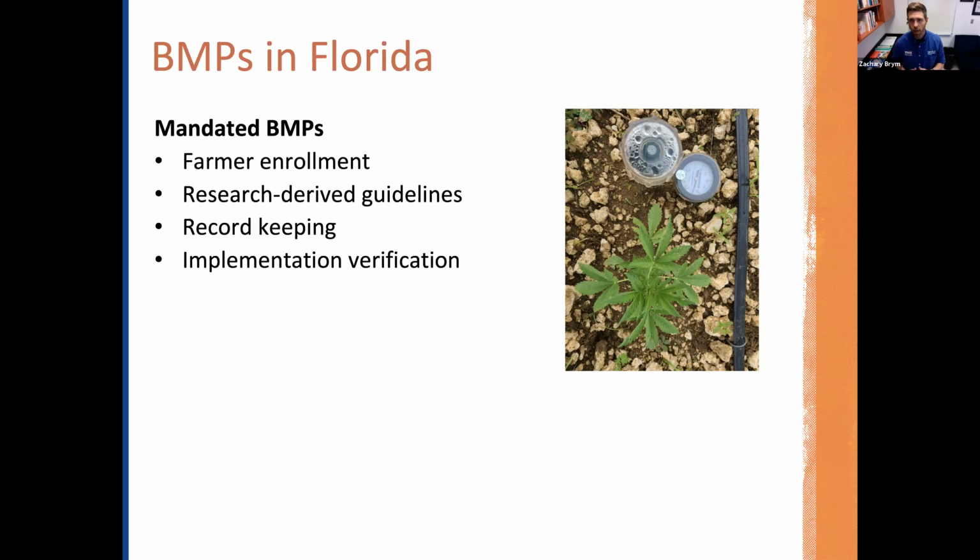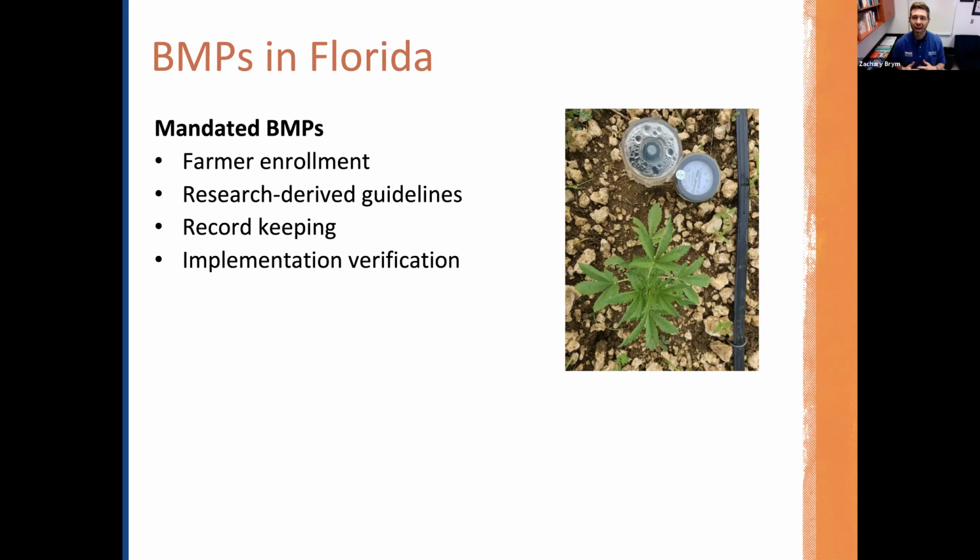So hemp is an agricultural commodity in the state of Florida, which puts it under the regulation of the Florida Department of Agriculture and Consumer Services. And that ultimately puts this crop in any land in agriculture under these BMP mandates. So farmers have to enroll in the BMPs.